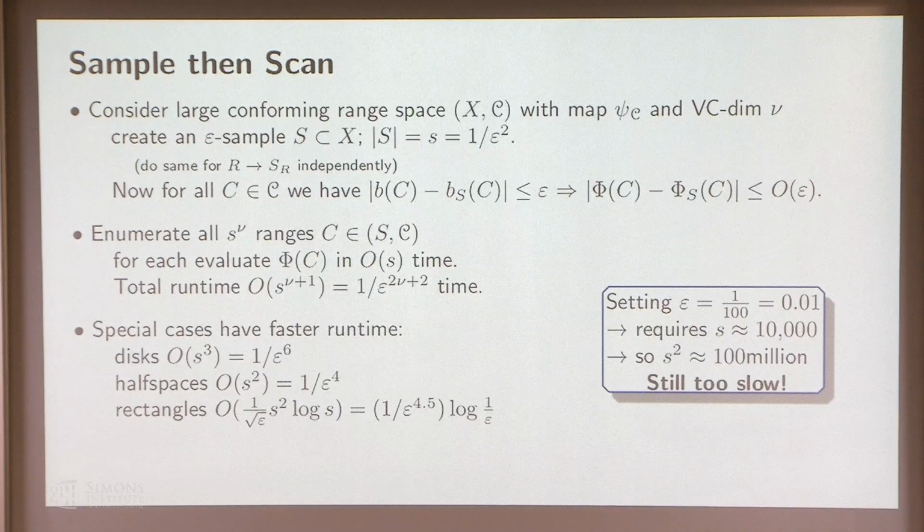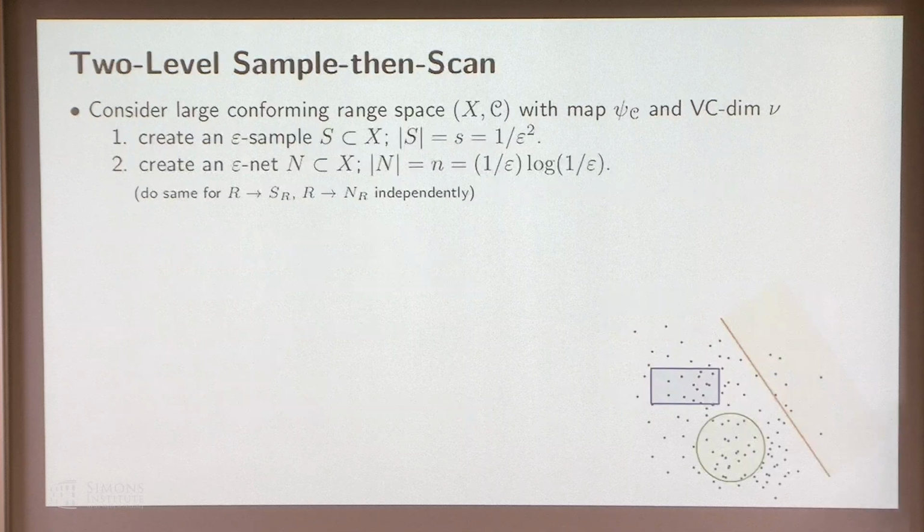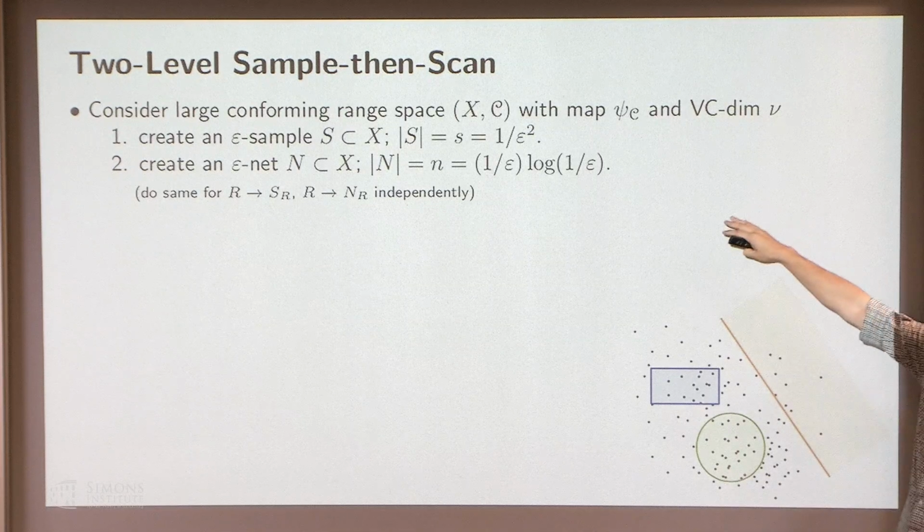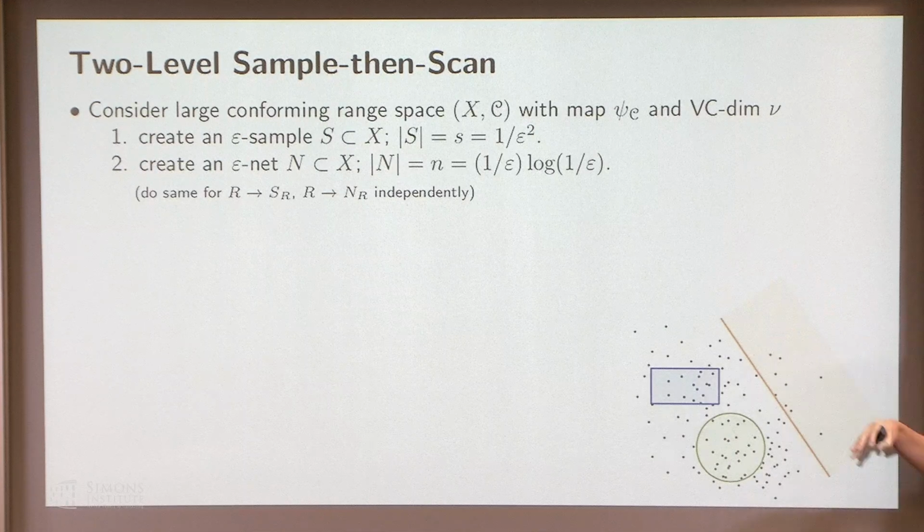Okay, so a simple idea is let's try and use nets as well. Basically I'm going to now take two subsamples, and this is the main idea that gives us the biggest improvement. We take an epsilon sample, and this will approximate our counting properties, but we need a net here.